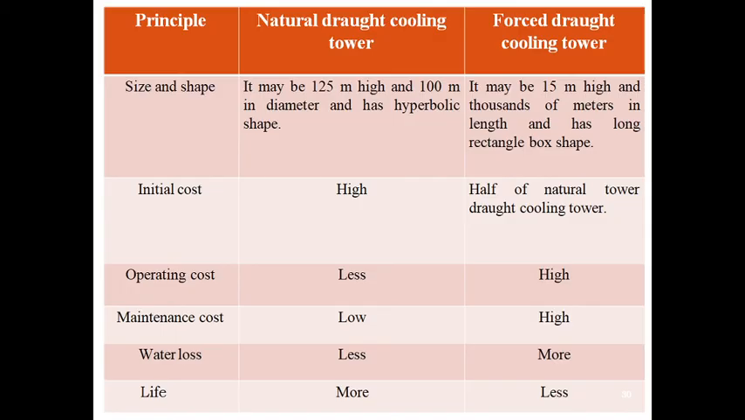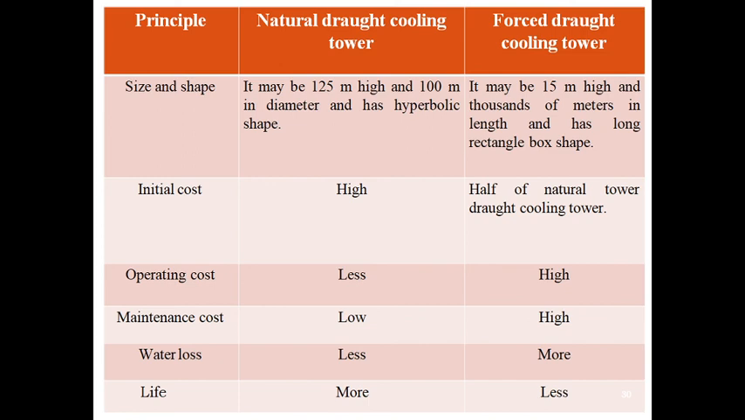Distinguish between natural draft cooling tower and forced draft cooling tower. Size and shape: in natural draft cooling tower, height is 125 meter, diameter is 100 meter. It is a hyperbolic shape. Hyperbolic is an enlarged shape. Whereas forced draft cooling tower, height is 15 meter, length is thousands of meters. It has a long rectangle box shape. Initial cost: natural draft cooling tower is high cost compared with forced draft cooling tower, whereas forced draft cooling tower is 50% of natural draft cooling tower.